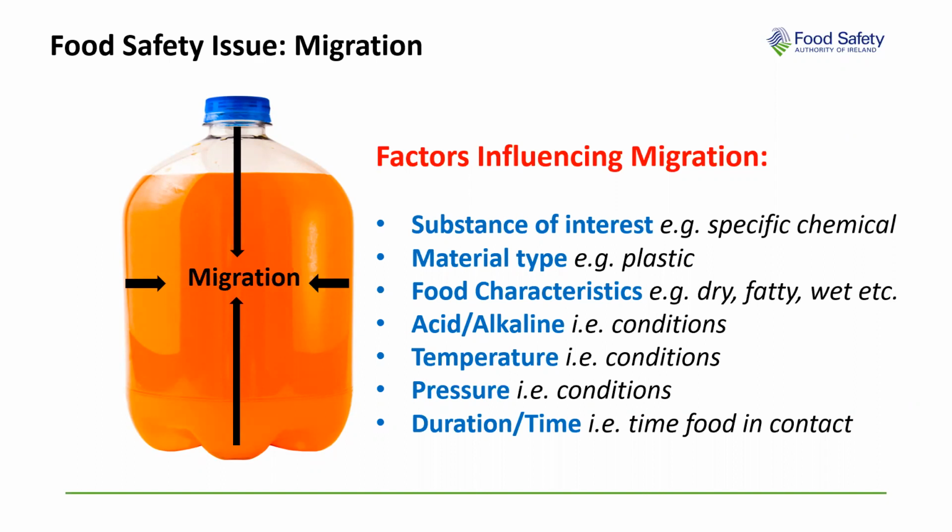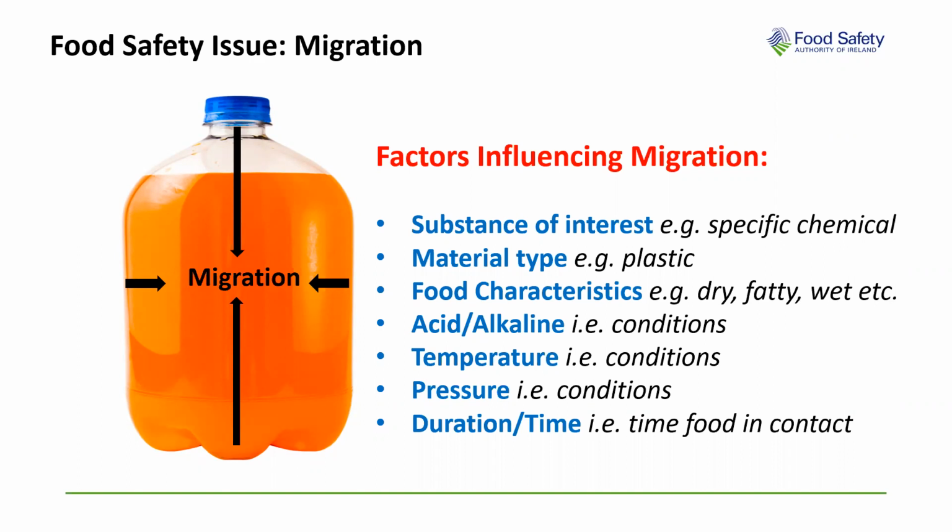So when the laboratory is asked to perform a migration test to determine the safety of a food contact material, they take into consideration the type of material that we're talking about, in this case plastic. They look at the type of food that plastic is going to hold. Is it a dry food, a fatty food, a wet food? What are the conditions that food presents? Are they acid or alkaline? How will that product be stored in terms of temperature and pressure? And how long is the shelf life of that food, or how long will the food be in contact with the food contact material?